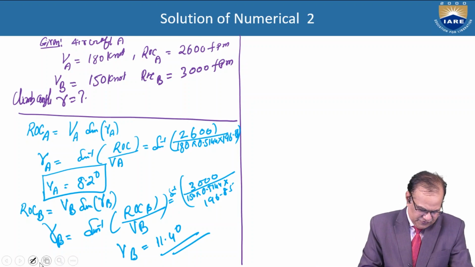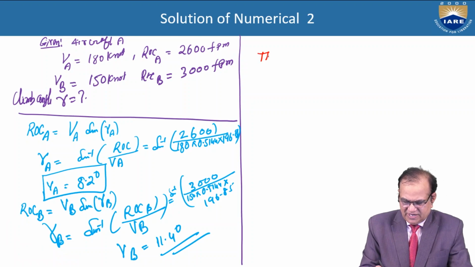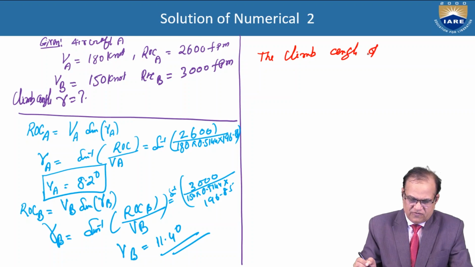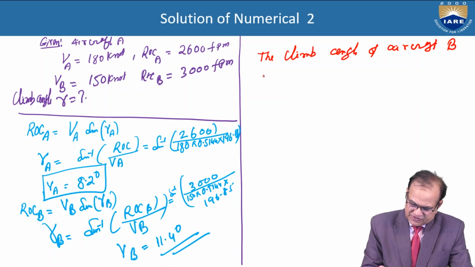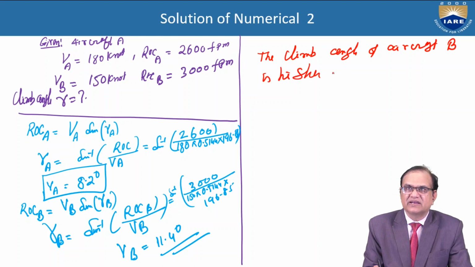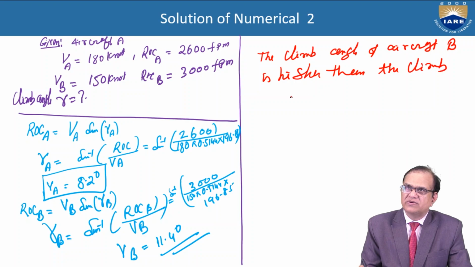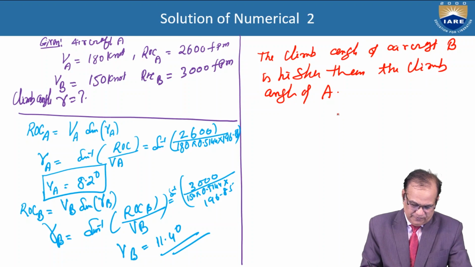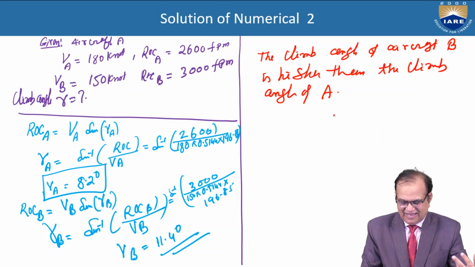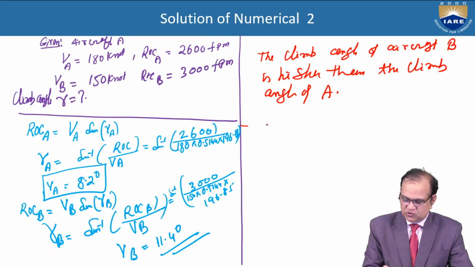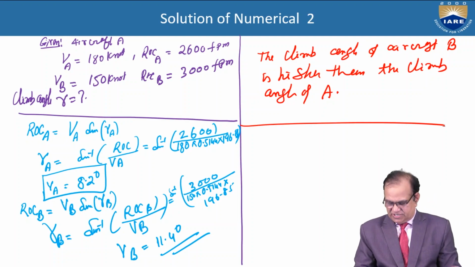So the climb angle, if you see here, the climb angle of aircraft B is higher than the climb angle of A. So, if your speed is high, then mostly the climb angle will be high. So, this is the conclusion for this problem.